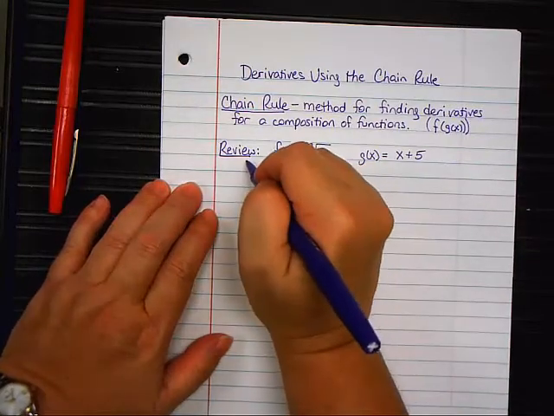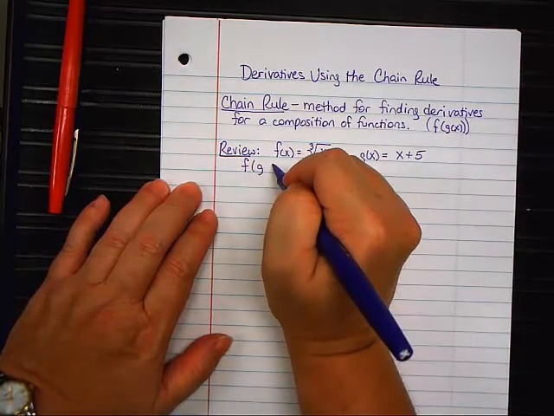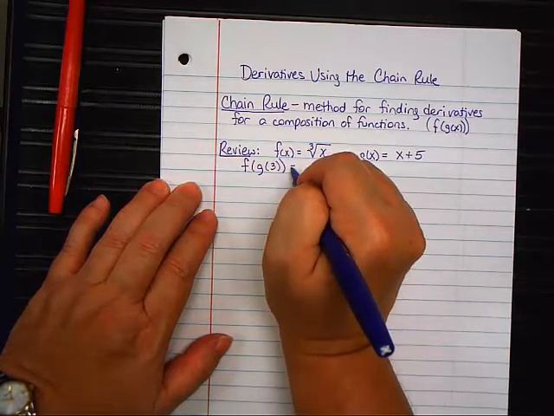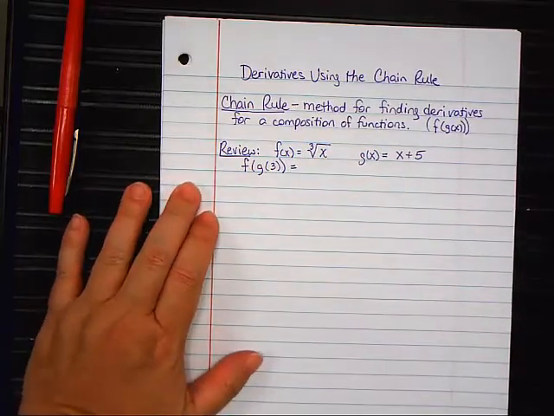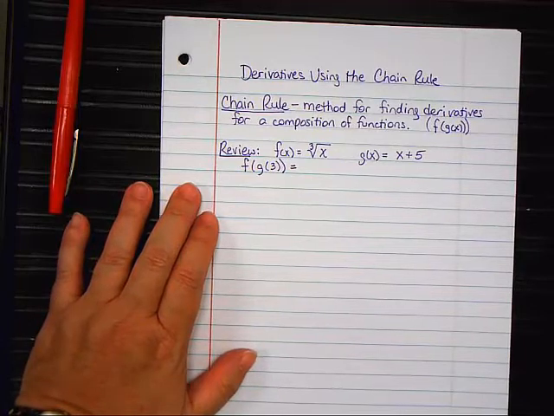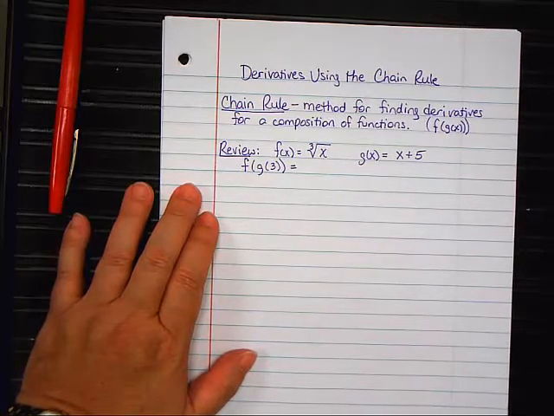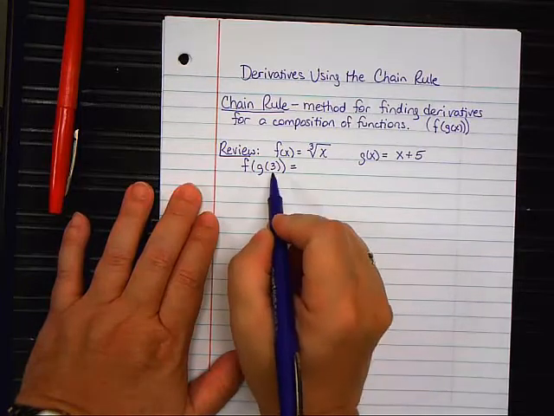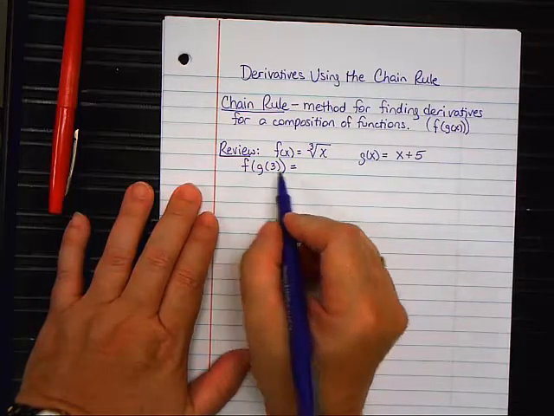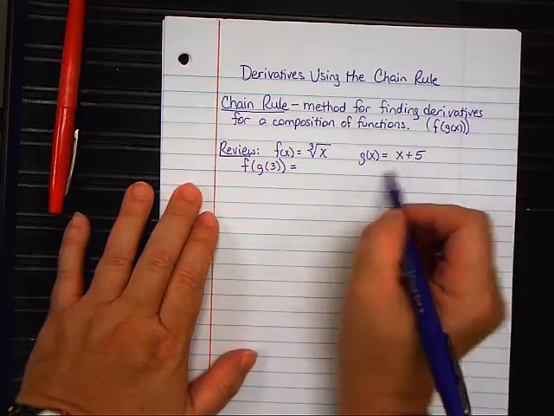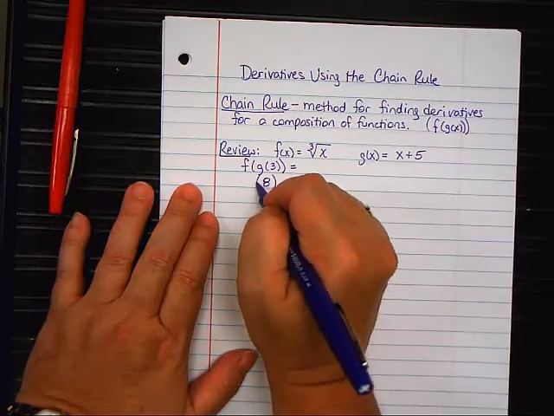Do you remember how to do f of g of 3, for example? F of g of 3. Let me see a show of hands real quick. How many of you think you know how to do this problem? Quite a few of you. Okay. Let me ask one of you. Who thinks they can tell me what to do? All right. Go for it, Myra. Plug in the 3 to the g of x function. Yes. So when you plug 3 in here, you get 3 plus 5 is 8.